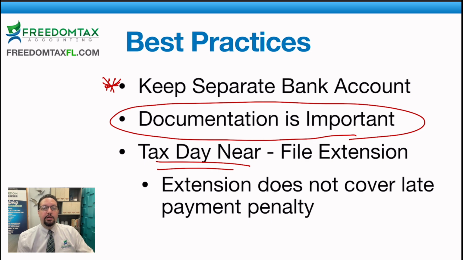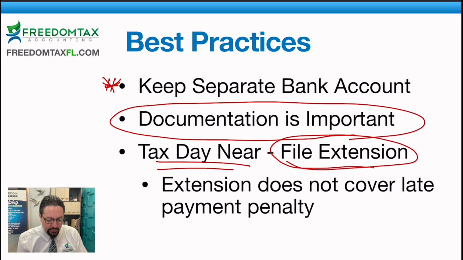And you still haven't done your business taxes, file an extension. Okay. Even though your taxes are not done. Why? Because the extension is going to save you the filing late penalty, and you get an additional 6 months to file. Now remember, when you file, there are two tax penalties.